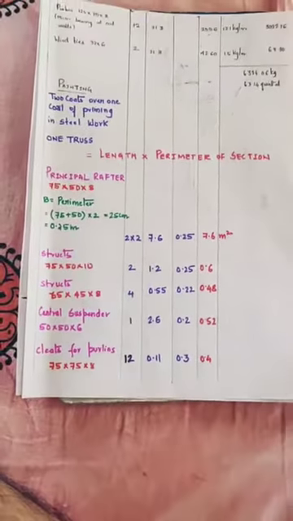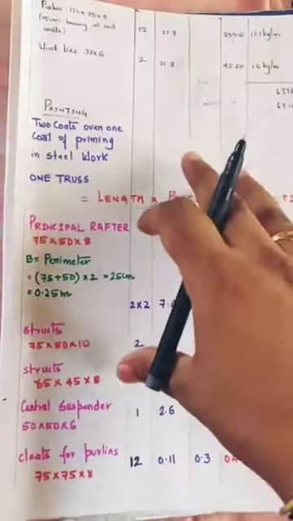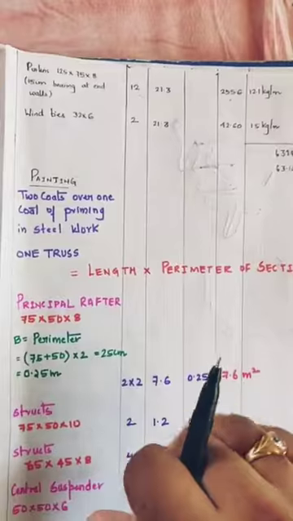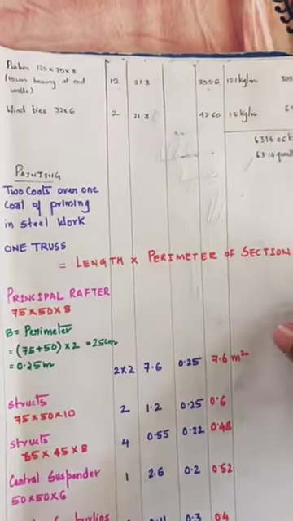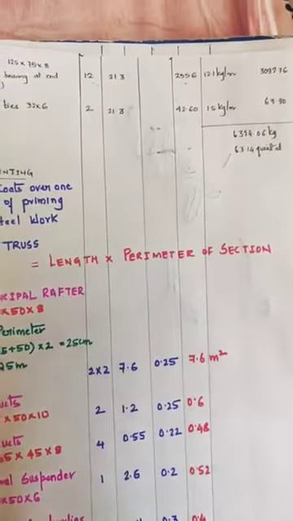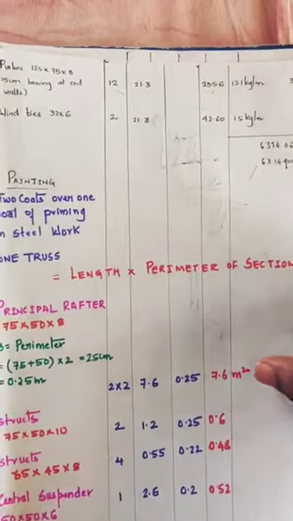Welcome back, students. Welcome to the next class of quantity surveying and contracts management. Today we'll discuss the quantity calculation of the painting related to the steel truss. So far we discussed the quantity calculation related to the steel part. Now we'll discuss the quantity calculation for the painting, right?